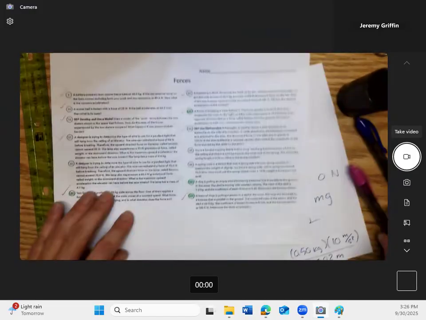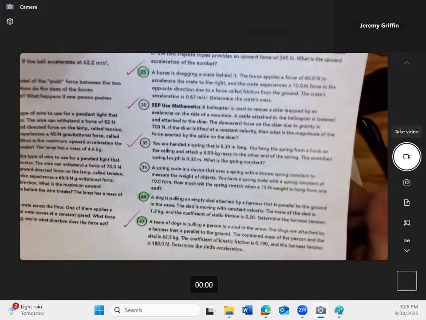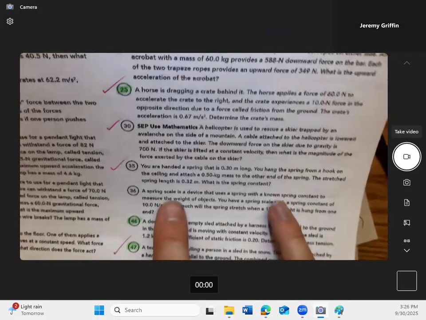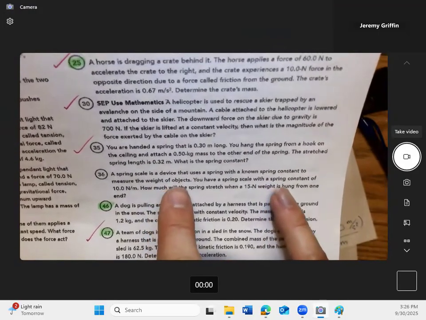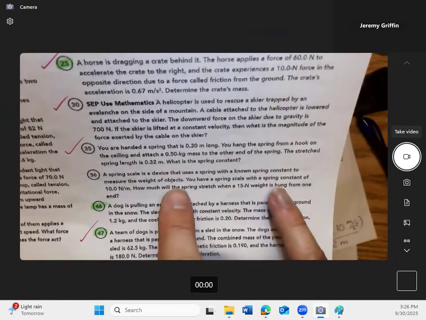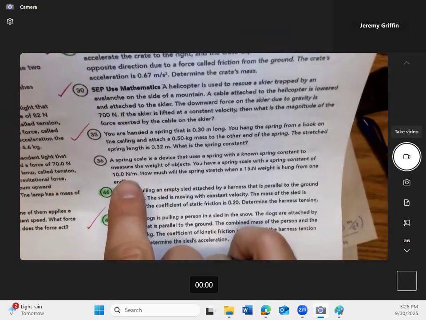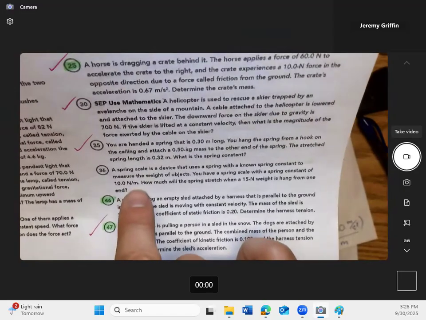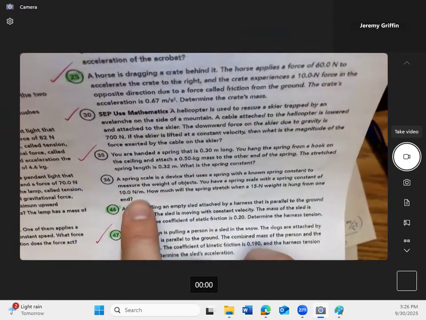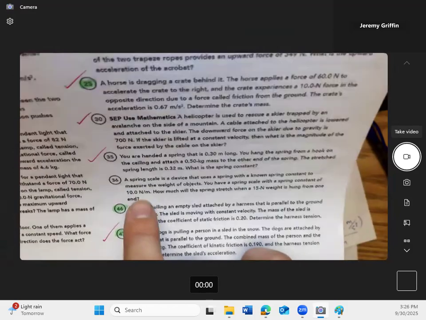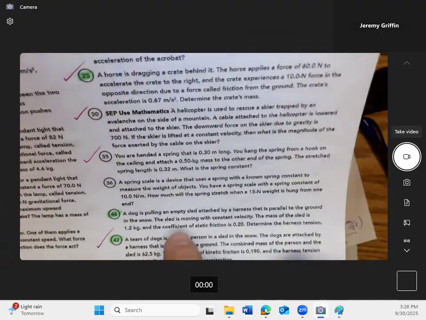All right, so check. Okay, number 36, a spring scale is a device that uses a spring with a known spring constant to measure the weight of objects. They have a spring scale with a spring constant of 10 newtons per meter. This time they're giving you the spring constant. That's a really tiny spring constant. That means you put on a 10 Newton force and it would stretch a whole meter. You guys see that? To stretch it 1 meter, you only need 10 newtons. So that's almost like a slinky.